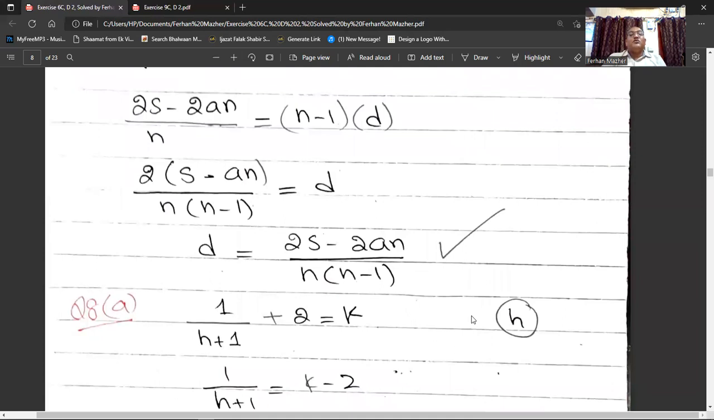So 2 can be common in the numerator here. In the bracket I will have s minus an, divided by, when this n minus 1 comes here, it will divide here. So n into n minus 1 bracket close is in the denominator. So d will equal 2s minus 2an, and the whole thing divided by n into n minus 1. Okay, so this is how you will do this question.